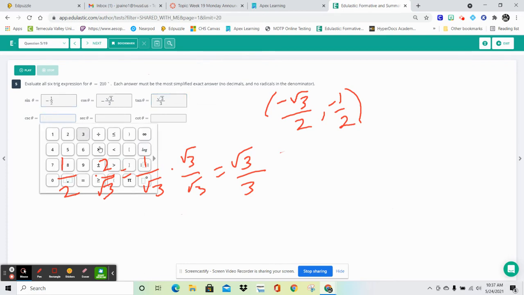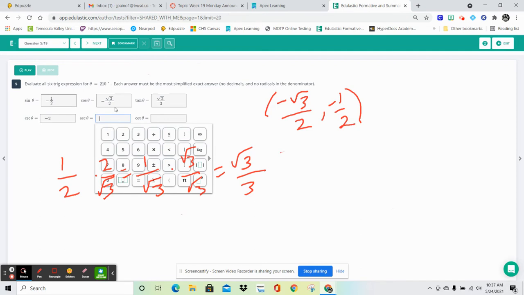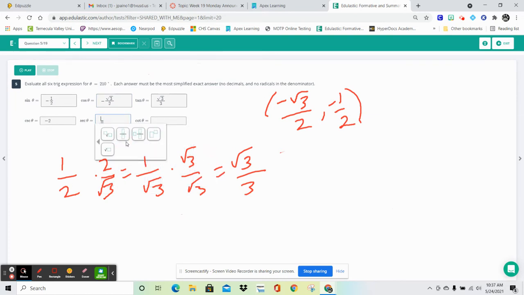Cosecant, this one's easy. The reciprocal of 1/2 is just 2, so the reciprocal of -1/2 is -2. Secant, again, I've got to flip it, so it becomes 2 over rad 3. You rationalize it, it's going to be 2 rad 3 over 3, and this will be negative still. I should put the negative first. 2 rad 3 over 3, the negative out in front.